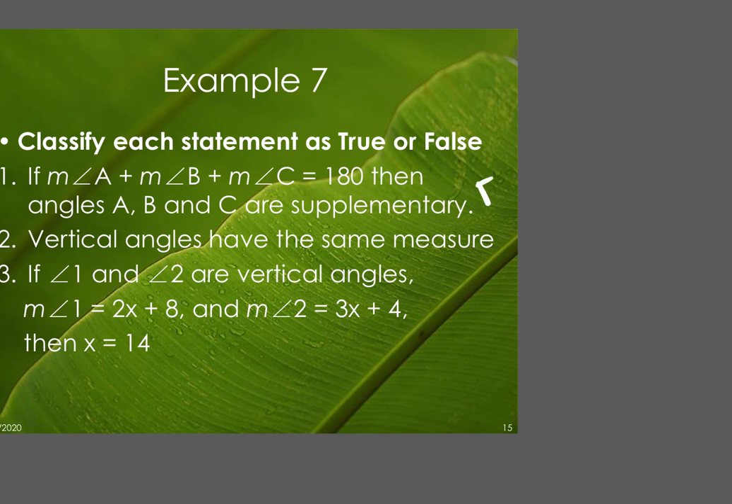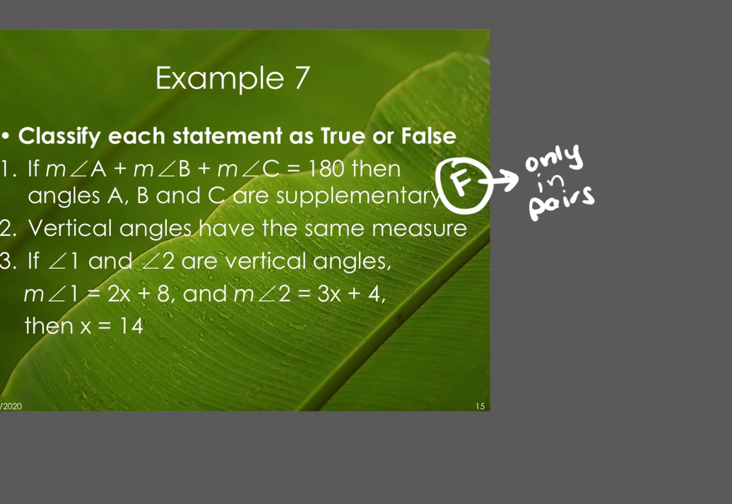False. Why is it false? Do you know? Because you can only have 2. Yep. Supplements are only in pairs. That's why they're called linear pairs. Number 2, vertical angles have the same measure. True or false? Wait, say it. True. Vertical angles have the same measure.